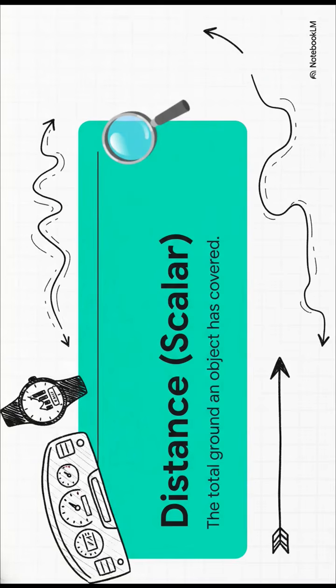Okay, let's start with a word we all know, distance. This is basically your car's odometer or the step counter on your watch. It just adds up every single step, every twist, every turn of your entire journey. That's it. In physics, we call this a scalar. It's just a number, no direction, nothing fancy.